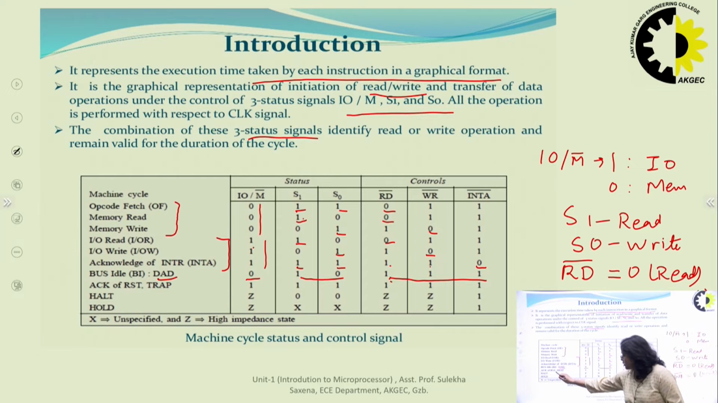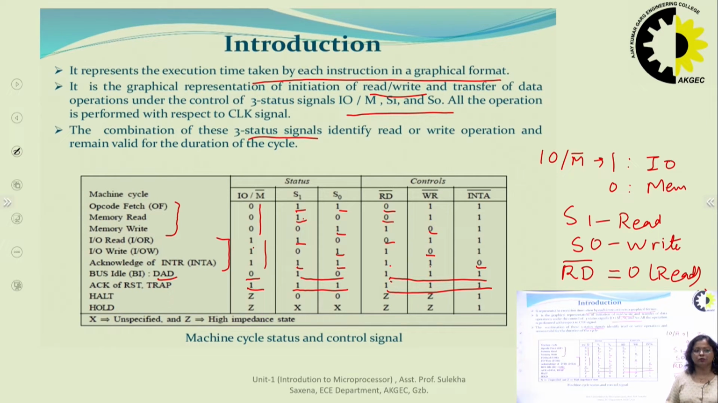In case of acknowledgement of RST and TRAP, RST and TRAP are hardware interrupts which come from IO. So IO/M bar is 1, and since it is interrupt acknowledgement, it is 1 1, and all these signals are inactive, so 1 1 1.